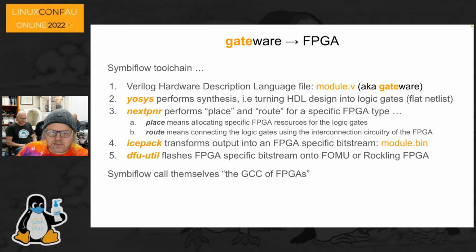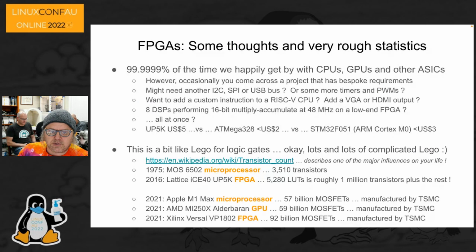Then there's a program called NextPNR, which places those logic gates into the various available resources of the FPGA, and then routes all those logic cells together. Then you need to create what's called a bitstream, which is a configuration that's usually specific to the particular FPGA you've chosen. Finally, the FPGA we've chosen has a bootloader which allows it to appear as a USB device, and there's a standard tool called dfu-util, which writes that bitstream to the Rockling FPGA. So that's the general process.